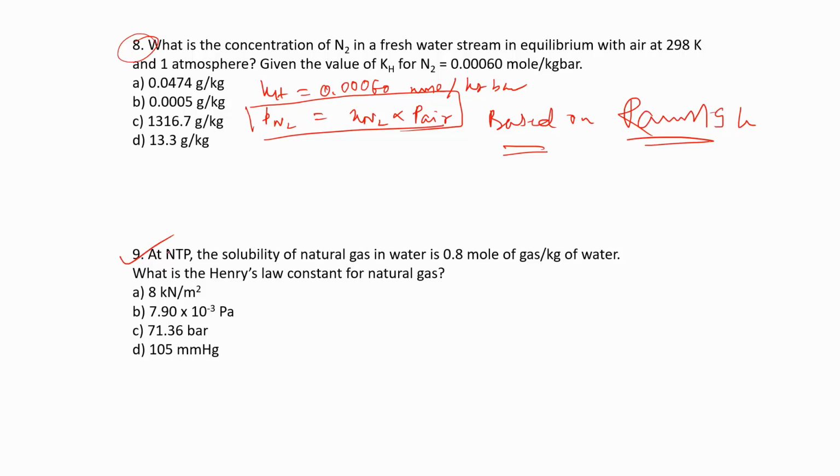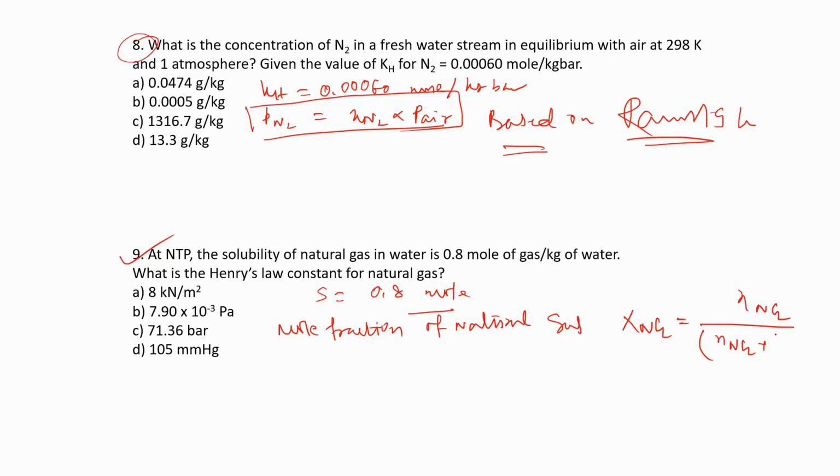Now question 9. At NTP, the solubility of natural gas in water is 0.8 mole of gas per kg. What is the Henry's law constant of the natural gas? This is a very interesting and also very easy question. Consider the solubility equal to 0.8 mole, and apply the mole fraction law. Suppose the mole fraction of the natural gas, X_NG, is equal to n_NG divided by n_NG plus n_W. Apply this law for that question and you will get the answer.